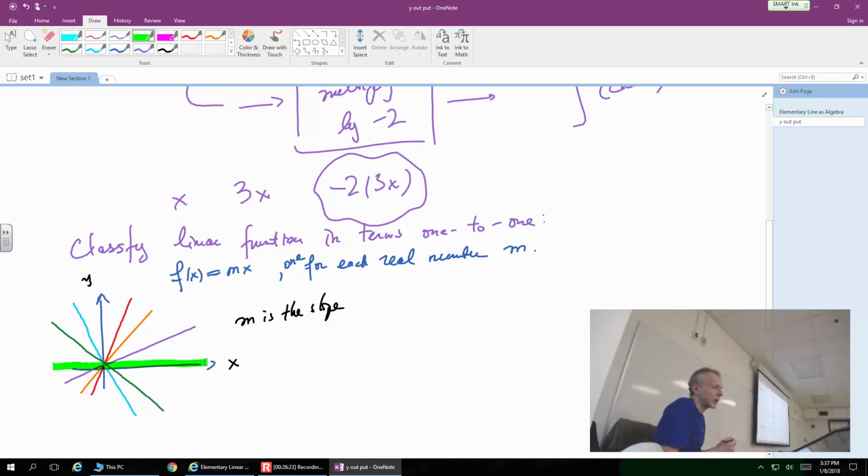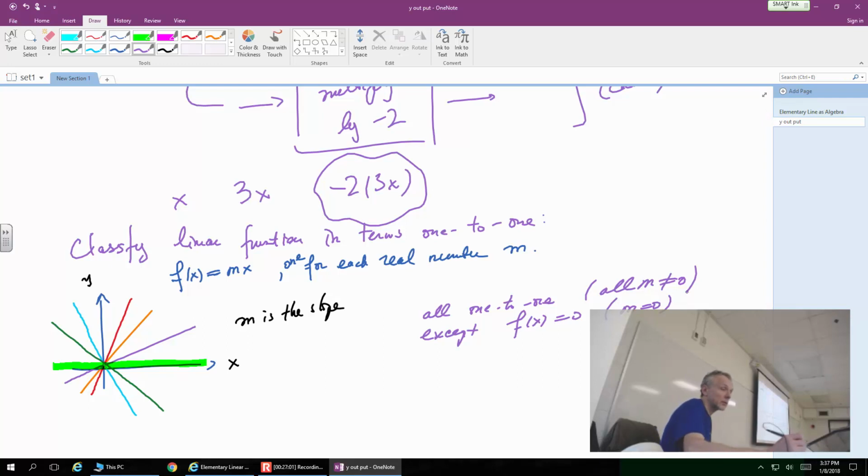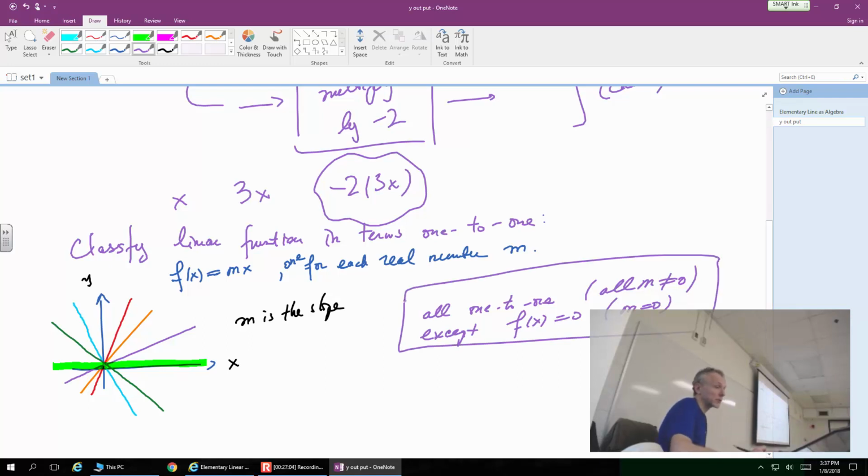Okay, so which ones are one-to-one and which are not? They're all one-to-one except for the horizontal one. That's right. Except, well, pretty much f of x is equal to 0, so m is equal to 0. For all m not equal to 0, you have one-to-one, and if m is 0, then it's not. Okay, so as you can see, it's very simple.